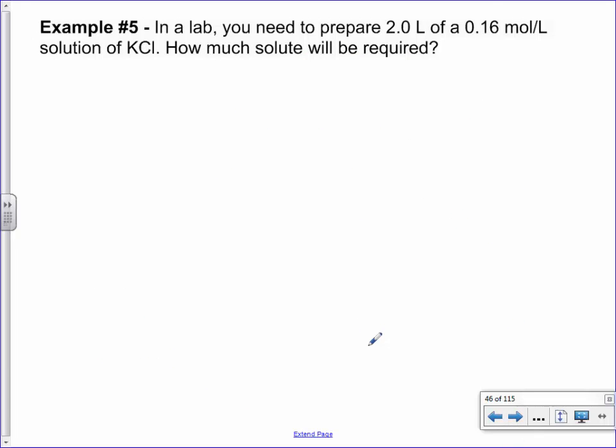Okay, let's try another one. Are we trying to dilute using a concentrate solution, a stock solution, or are we using solid crystals? Yeah, because it's asking how much solute we're using. That's probably referring to how many grams we're looking for.